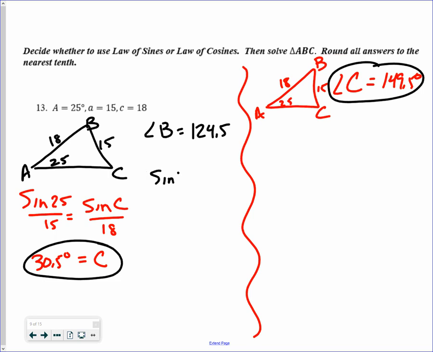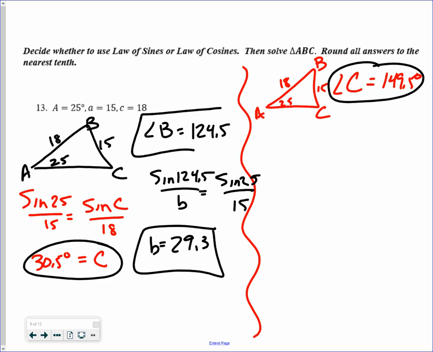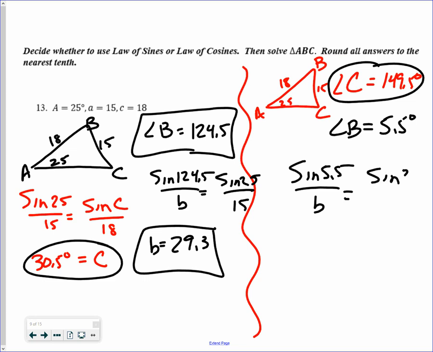And then the sine of 124.5 over B would equal the sine of 25 over 15. Cross multiply and solve. B on this side would be 29.3. So that solves all the different parts of the first triangle. Second triangle, angle B is now 5.5 degrees. And so the sine of 5.5 over B would equal the sine of 25 over 15. Cross multiply and solve. B would be 3.4.